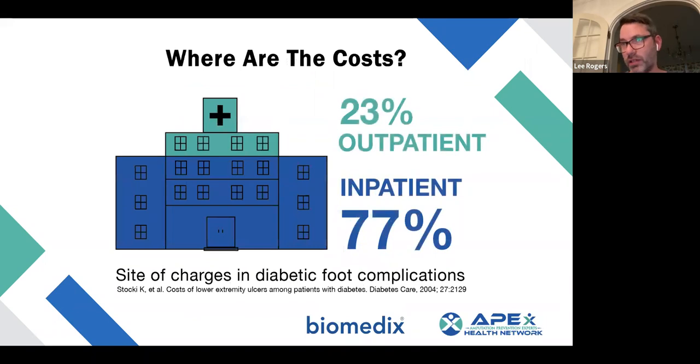But where are these costs? So if you look at it, I know that probably most of you listening, you're thinking, well, I'm not the one that's receiving all of this reimbursement. Well, in fact, you're not, no, because most of this cost, about 3/4 of it, is occurring on the inpatient side, and only 1/4 of it is occurring on the outpatient side.